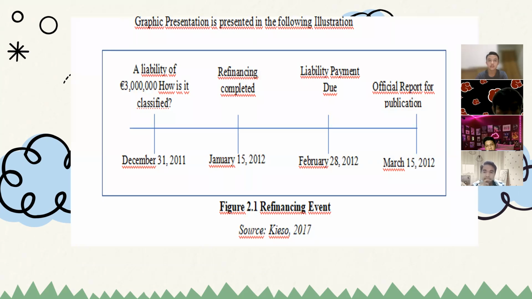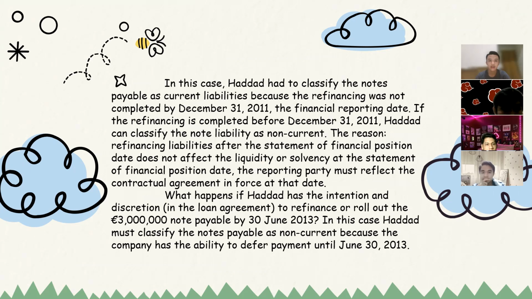For the illustration of the Haddad case, you can see it on this graphic. In this case, Haddad had to classify the notes payable as current liabilities because the refinancing was not complete by December 31, 2011, the financial reporting date. If the refinancing is completed before December 31, 2011, Haddad can classify the note liability as non-current.